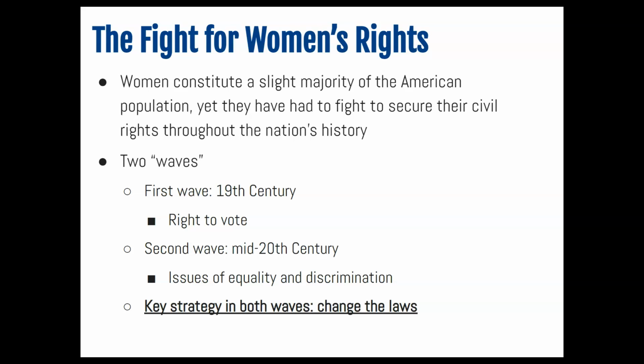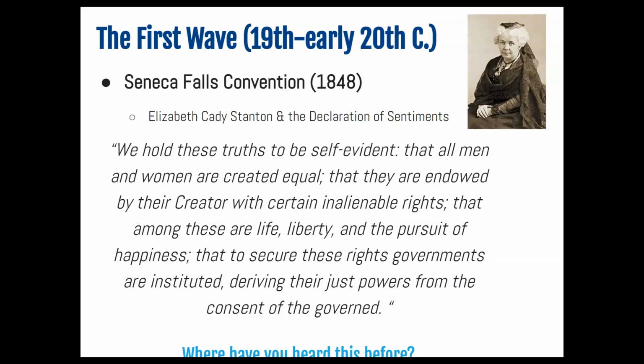on a legislative strategy. So that first wave in the 19th century started with the Seneca Falls Convention. And this was a convention that was talking about women's rights and equality. And Elizabeth Cady Stanton, an early pioneer, along with Susan B. Anthony, were really important in laying out this vision. And Elizabeth Cady Stanton in 1848 drafted the Declaration of Sentiments, where she says, "We hold these truths to be self-evident, that all men and women are created equal."